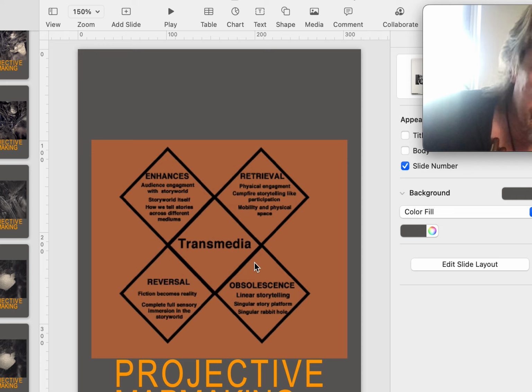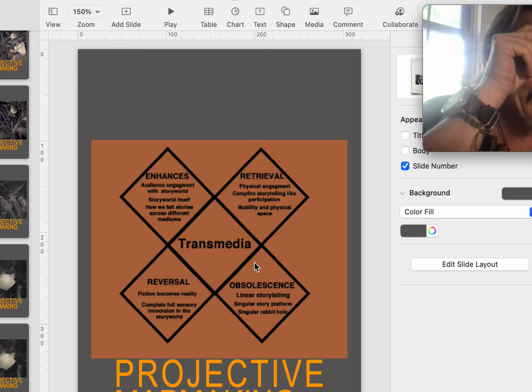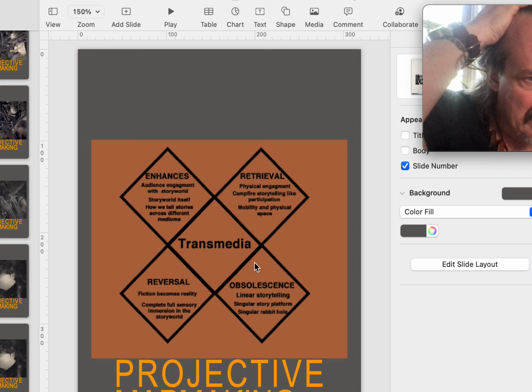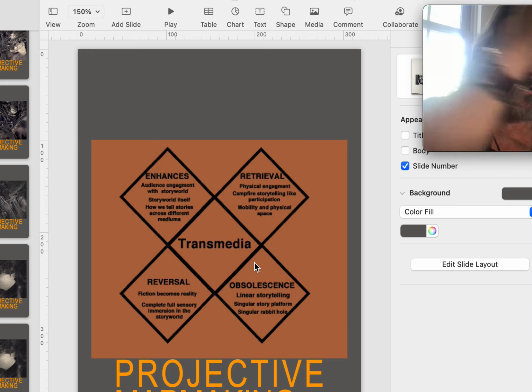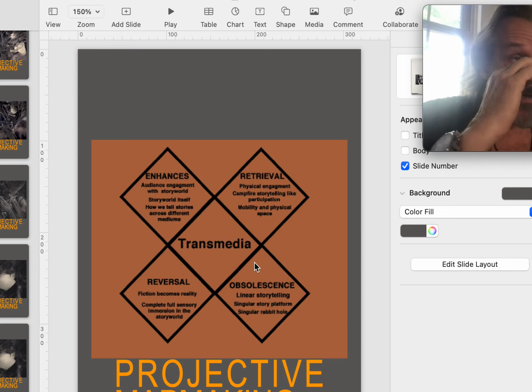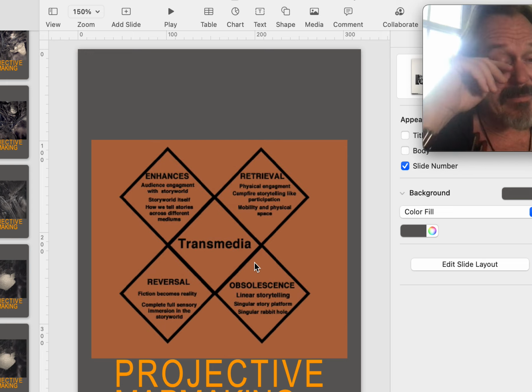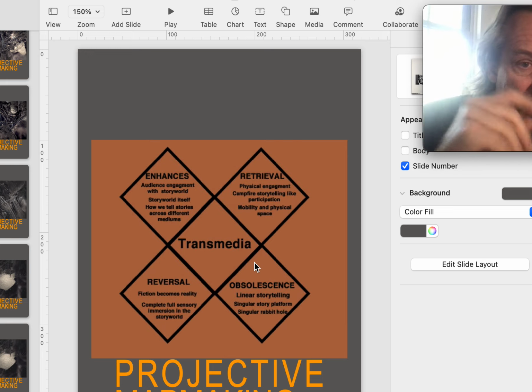Retrieval, physical engagement, campfire storytelling, participation, mobility in physical space. Okay, so a new thing like the Projected Media Festival. There it is, with dance, with drama, with an orchestra. So it enhances audience engagement. The audience is a part of it. It's usually non-traditional seating. People are milling about outside. What does it retrieve? It retrieves this sense of the campfire.